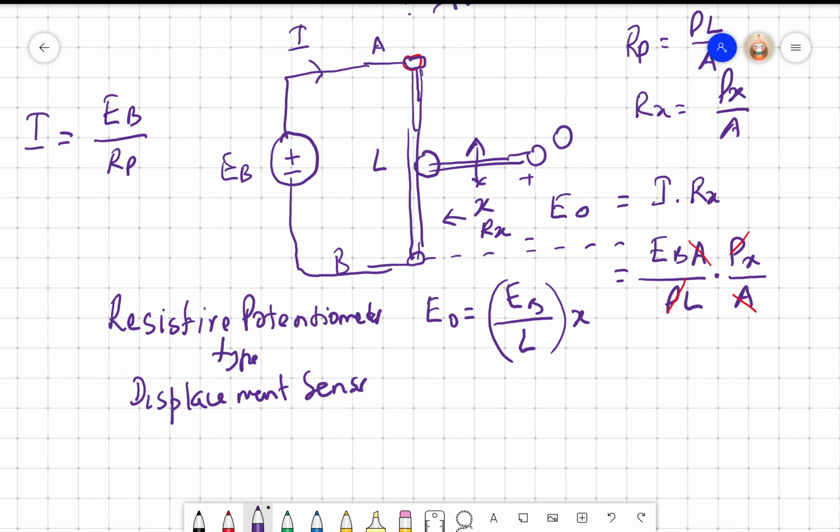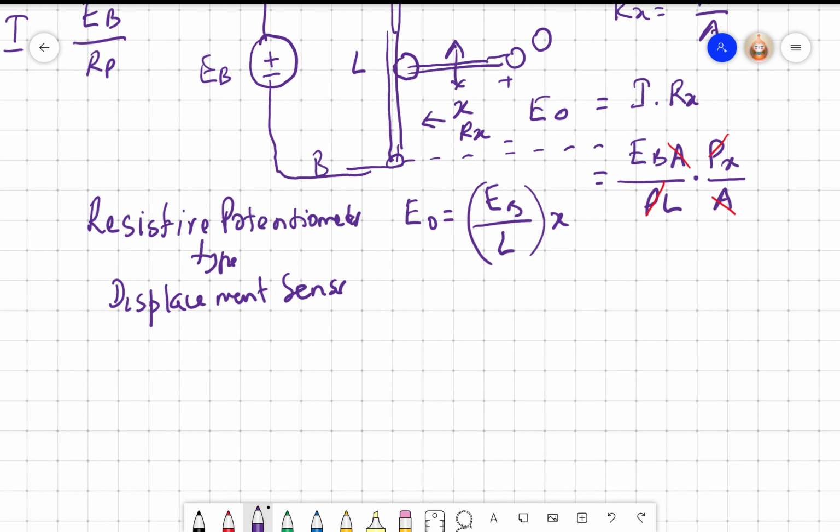Right? Of course, I don't have to have linear displacement. I can just simply put the wire as a bent, and take the output. So this becomes B, this becomes A, this becomes O, right?